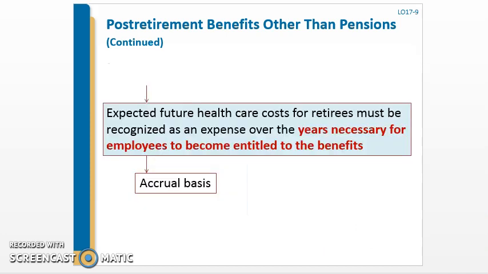I didn't want to put you through that level of pain, so I just want you to know that they exist and that you do have to do similar amounts of work in order to calculate what the obligation is for these. Expected future healthcare costs for retirees must be recognized as an expense over the years necessary for the employees to become entitled to those benefits.